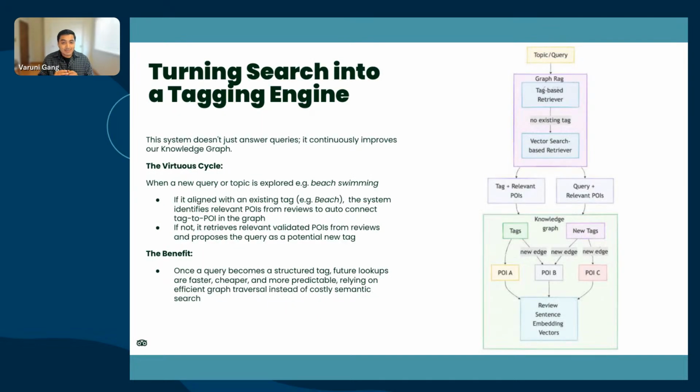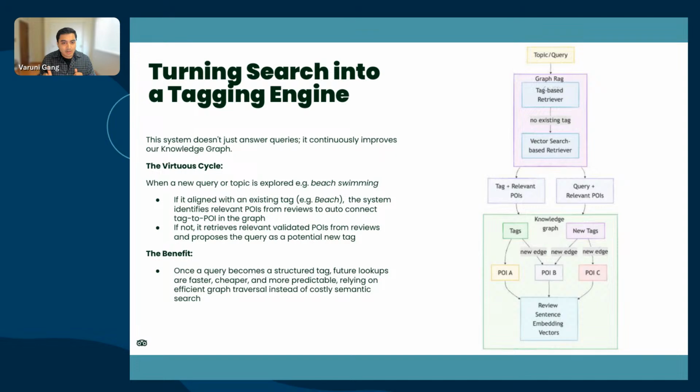The final result is a system that doesn't just search, but it learns. Each retrieval cycle updates our graph and makes it more complete. When a query aligns with an existing tag, we detect untagged POIs that should be linked and flag them for connection. And when a query represents a totally new concept, we treat it as a potential new tag validated by traveler reviews. This creates a closed loop learning process, sort of like a tagging flywheel. Search informs tagging, tagging improves retrieval. And over time, the graph becomes self-enriching, faster, cheaper, and complete.